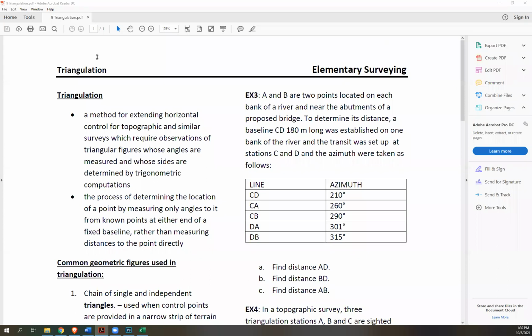A and B are 2 points located on each bank of a river and near the abutments of a proposed bridge. To determine its distance, a baseline CD 180 meters long was established on one bank of the river. And the transit was set up at stations C and D, and the azimuths were taken as follows. Find the distance. Okay, so now we're finding distances.